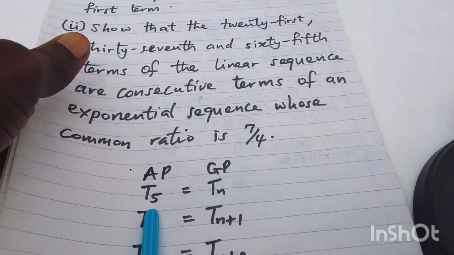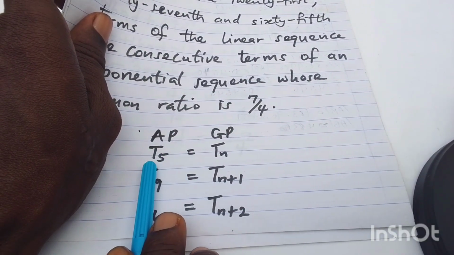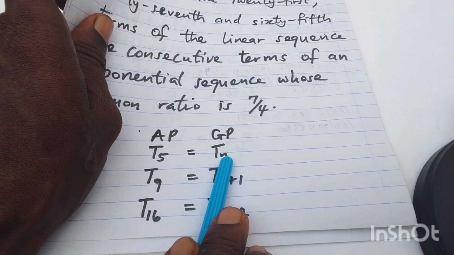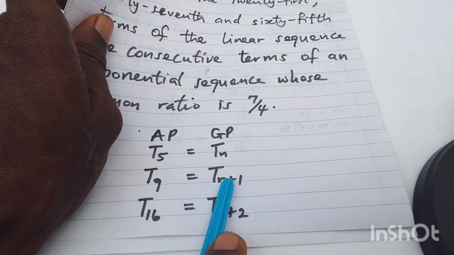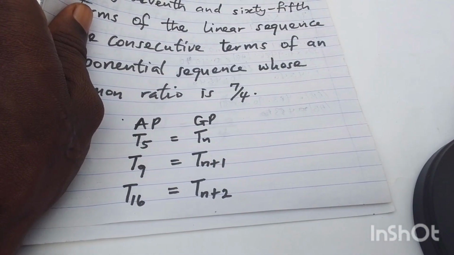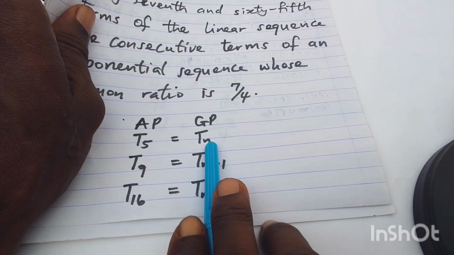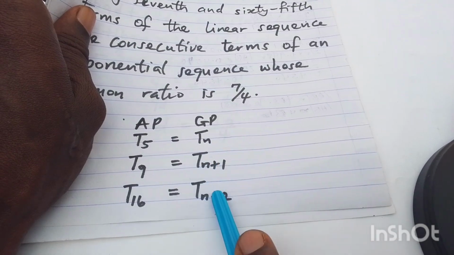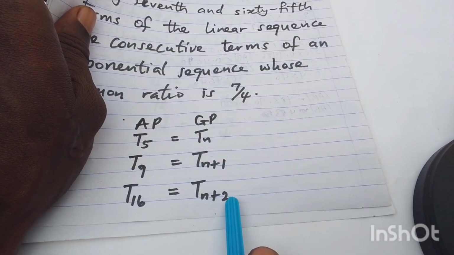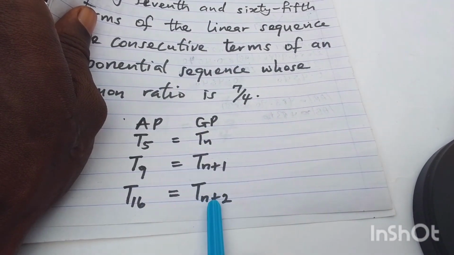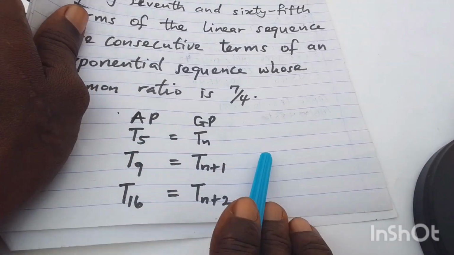we are given that in the AP, the fifth term is equal to the nth term of the GP. The ninth term is equal to the n plus 1th term. Then the 16th term is equal to the n plus 2 term. You can see that these are consecutive numbers, so these are the consecutive terms of the GP. So these are the terms of the AP that are equal to the GP.